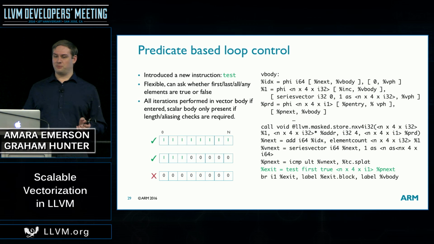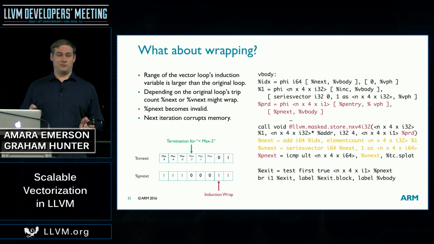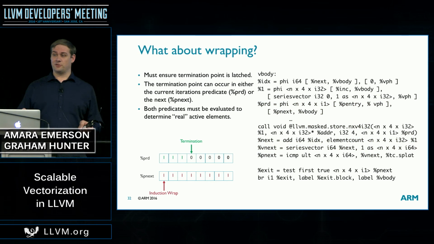But there is a potential problem with this, in that if your trip count is very, very close to the maximum for the induction variable, you may actually wrap within the vector because you don't know how long your increment is. And that would ruin all of our careful work to avoid corrupting memory, because now you've got active lanes after your termination. It also means that you might not terminate at all, because for the next iteration, you've gone back down to the base of the induction variable type and you keep going.